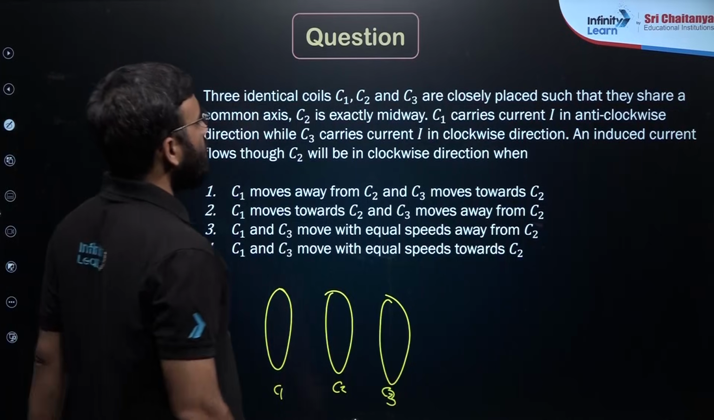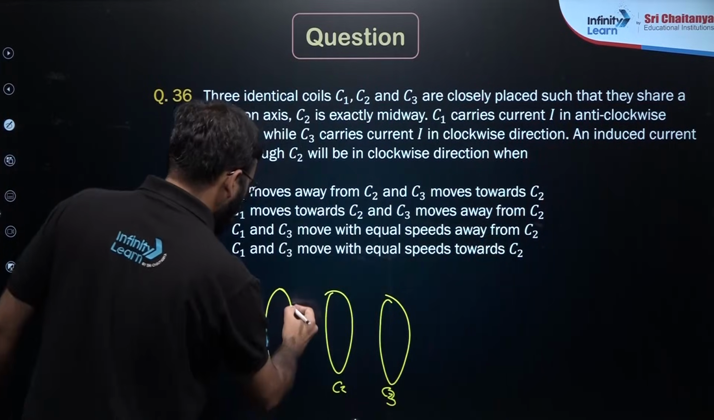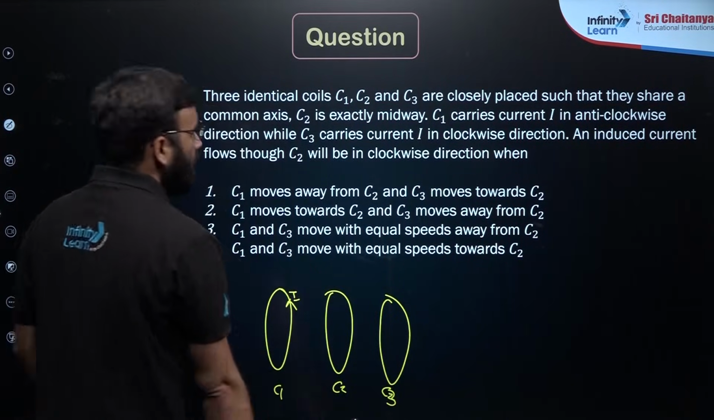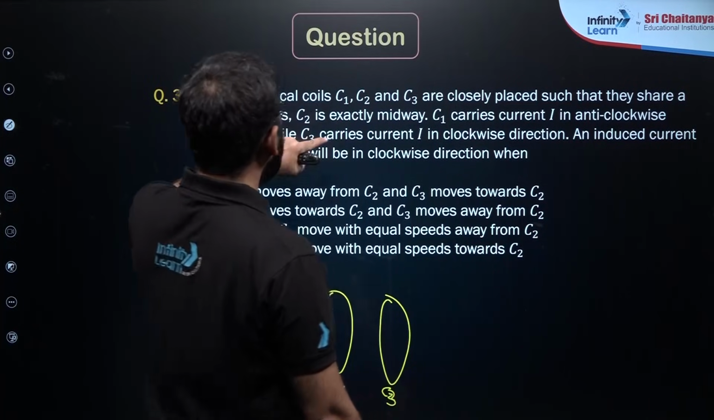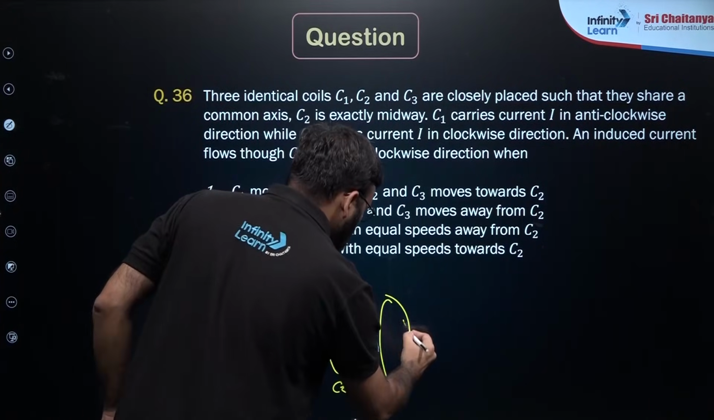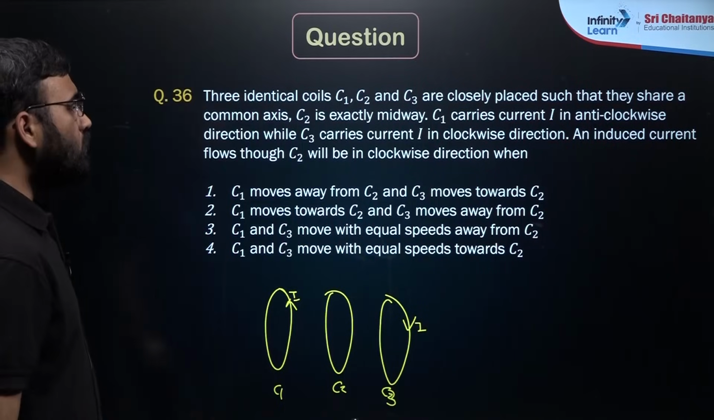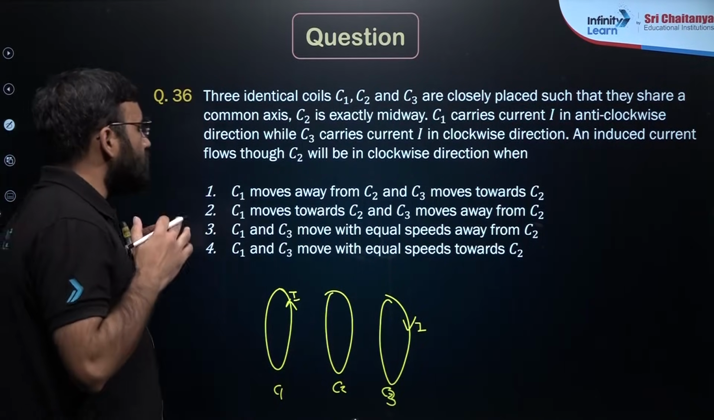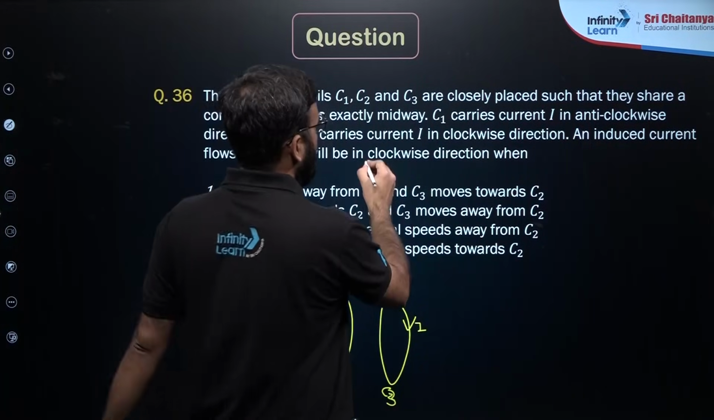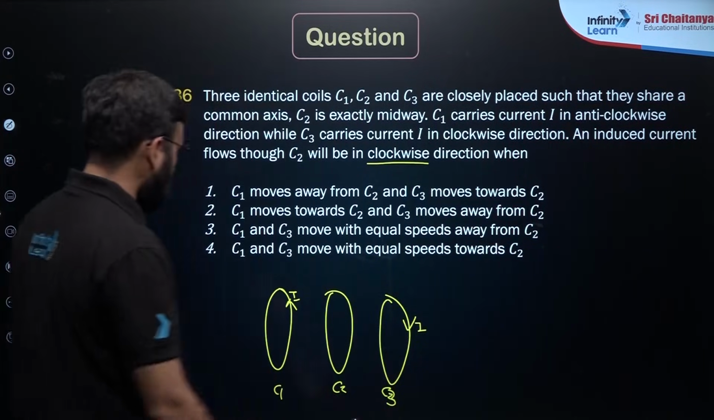Okay, so C1 is carrying current in anti-clockwise direction, so the current in this one is I. Second, C3 is carrying current in clockwise direction I. Okay, so the induced current flowing through C2 will be in clockwise direction. So beta, you can see here Lenz's law.